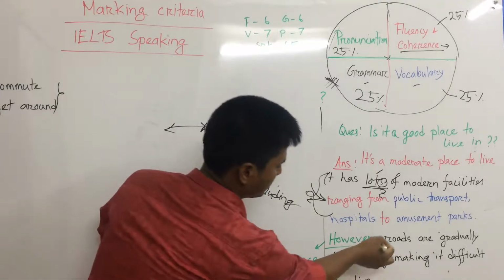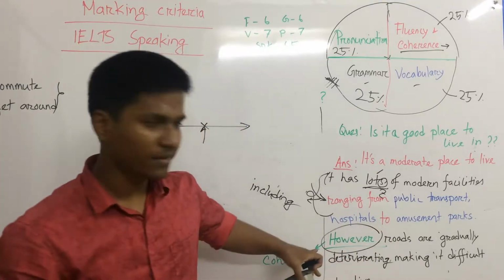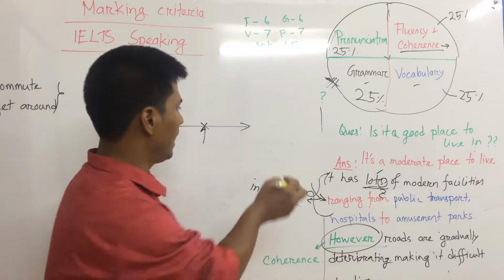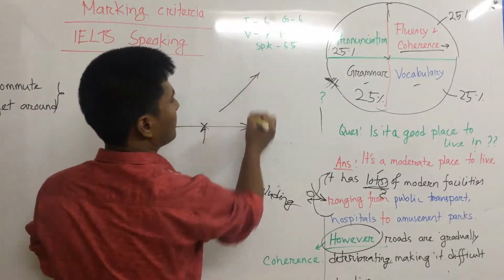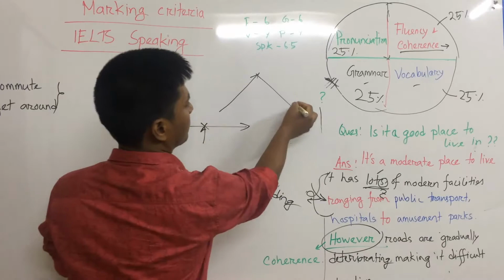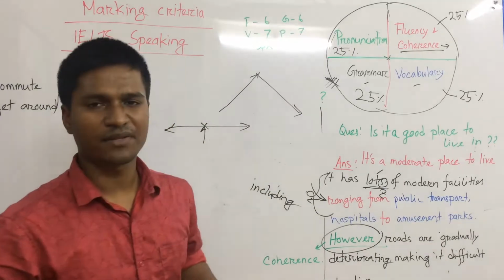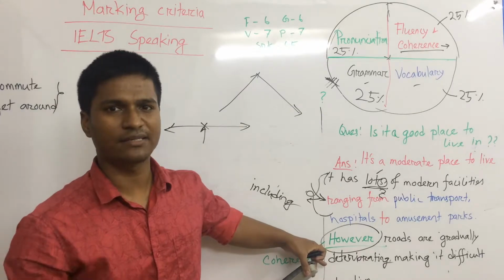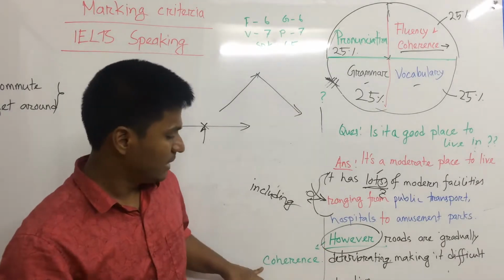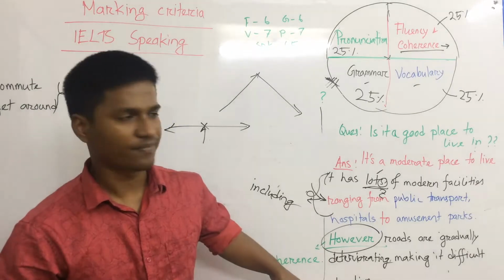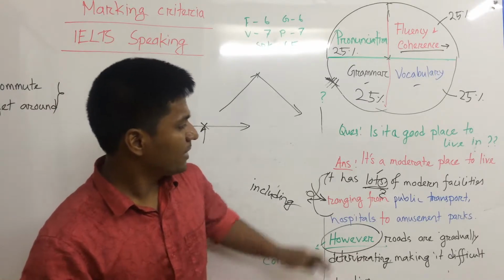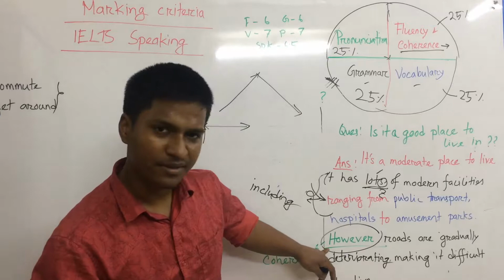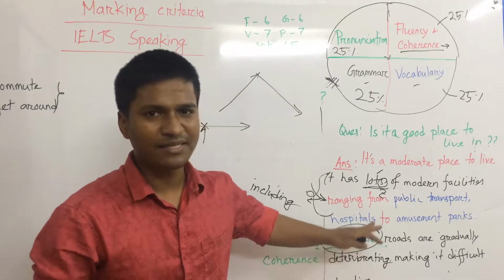So we are using however. However is a directional word. I'm saying something positive and then suddenly I'm saying no, it has some problems. Okay? So however here is acting as the directional word. So it is improving the coherence. So we can see this sentence is amazing and then however, so there is some problem.